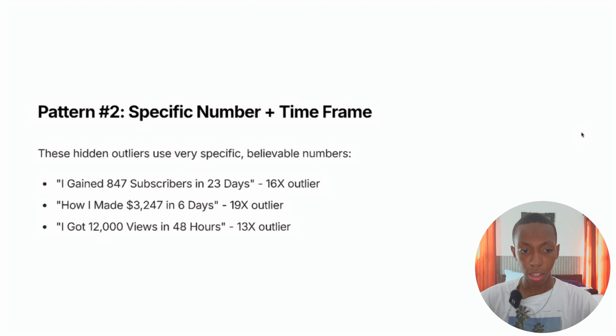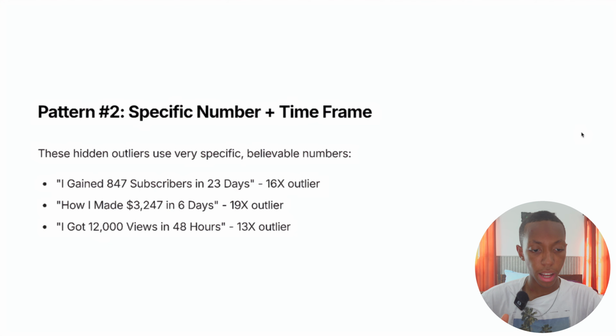This is when you get kind of specific. So these hidden outliers use very specific, believable numbers. For example, I gained 847 subscribers in 23 days. These always perform well, especially if they're targeted towards a specific niche. And it's like a case study video, let's say, as well. These tend to do pretty good.